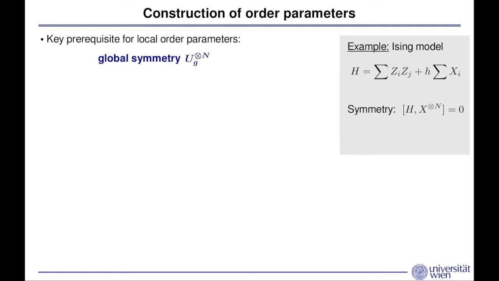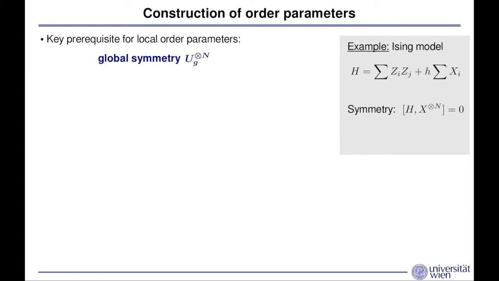So the key prerequisite for local order parameters is some symmetry. And I'm not sure if I should always call it a local or a global symmetry, but given that this is a high energy seminar, I think you guys would call it a global symmetry, right? So it's a symmetry acting everywhere, but it's a tensor product of local operations, right?